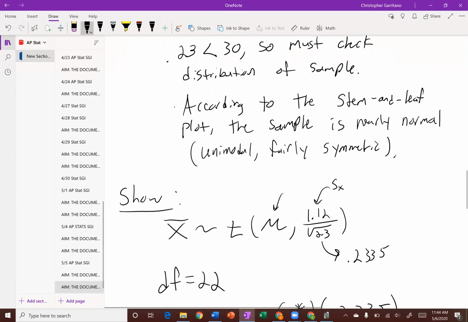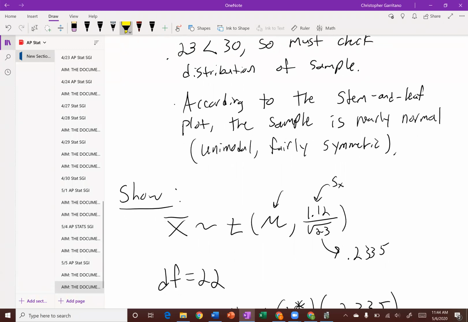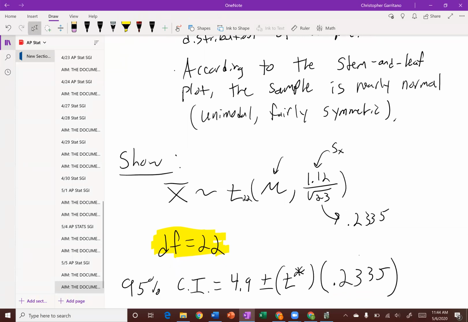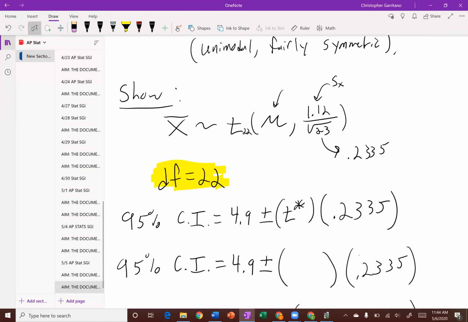It is very important to list your degrees of freedom. You could have listed your degrees of freedom as a subscript here, or you could have just explicitly said that degrees of freedom is equal to 22. Now, when we construct a confidence interval, we always center it around our observed sample mean, which is 4.9. Then we add and subtract the margin of error. The margin of error is your critical value times the standard error. What I have not done yet is calculate t star.